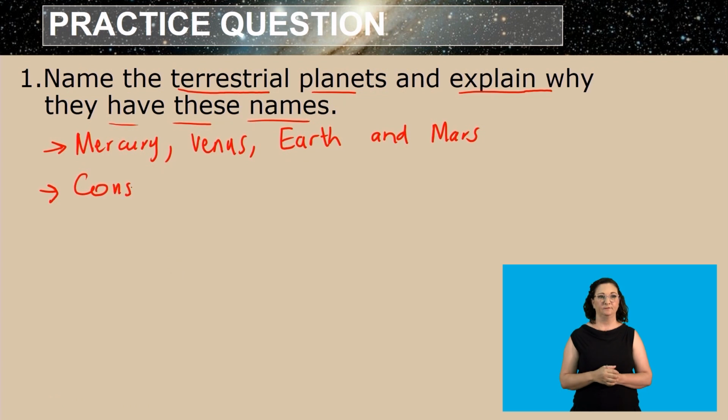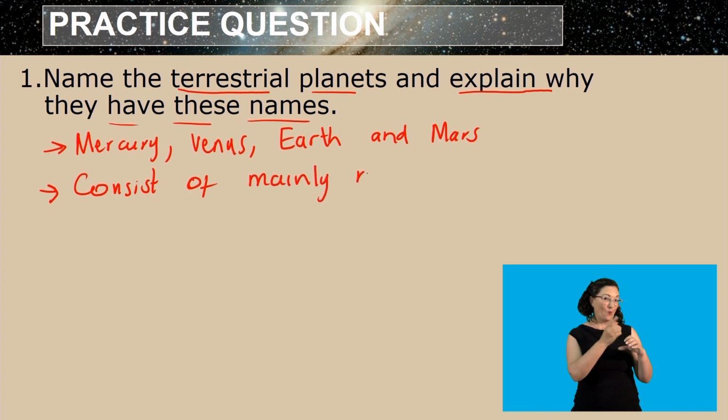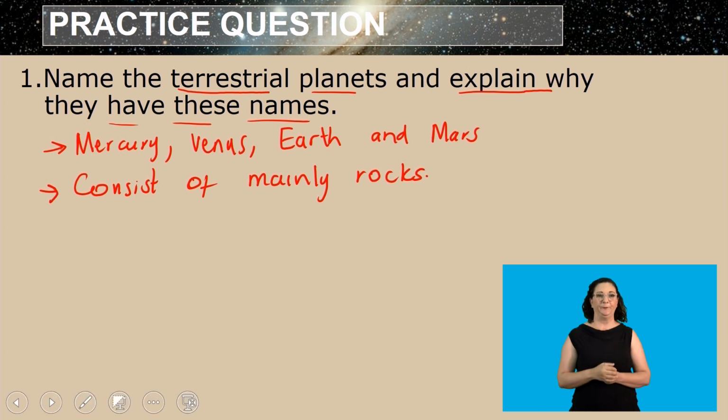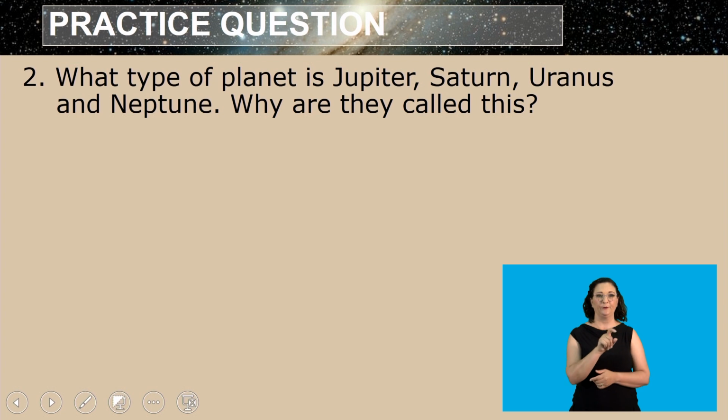Now, these planets are referred to as the terrestrial planets because they consist of materials that we find on the terrestrials, which means that they consist mainly of rocks. So that's why they are referred to as terrestrial planets. All right, let us move on to question 2.